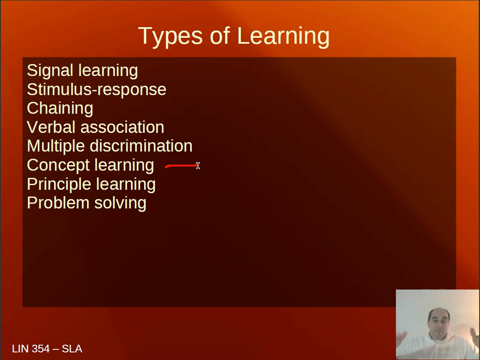And then a principle, okay, so we're building one on top of another. A principle is having a group of concepts that you can put together and understand as becoming a general principle. And then problem solving is, of course, analyzing something and then trying to find a solution for it. These are all the different types of learning that you find in your behavioralistic psychological researchers.